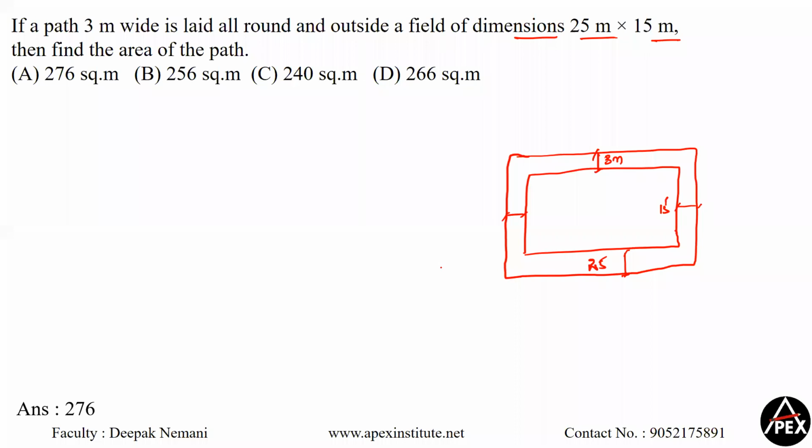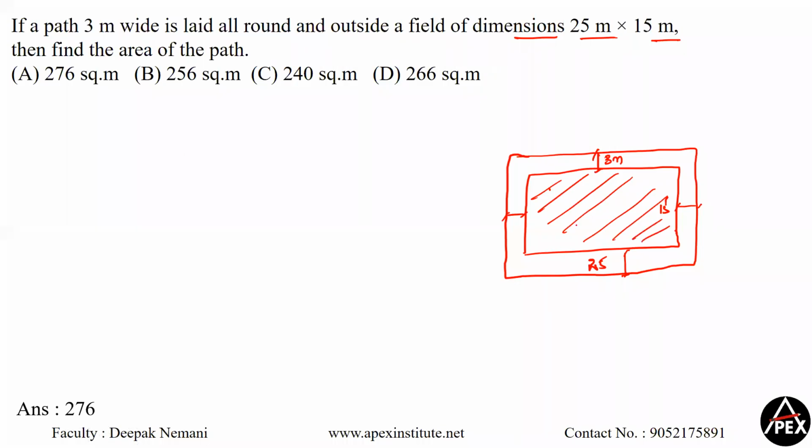Okay, and we need to find the area of the path. Now, how can we find the area of the path? Area of outer rectangle minus area of inner rectangle. So I can see two rectangles here, and if I subtract the area of the inner rectangle from the area of the outer rectangle, I will get the area of the path.